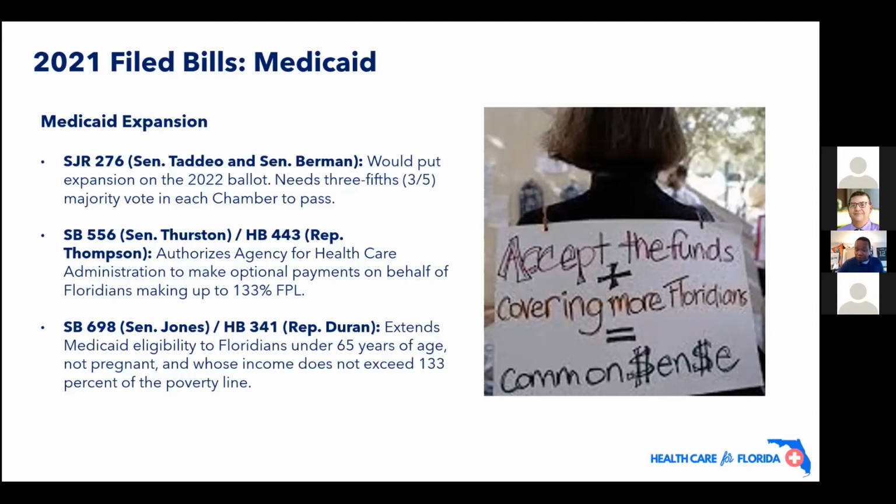The other 4 bills are actually nearly identical pieces of legislation. I think there's just a comma in a different place. They both invariably expand Florida's Medicaid eligibility up to the allowable 133% of the federal poverty level based on the ACA.